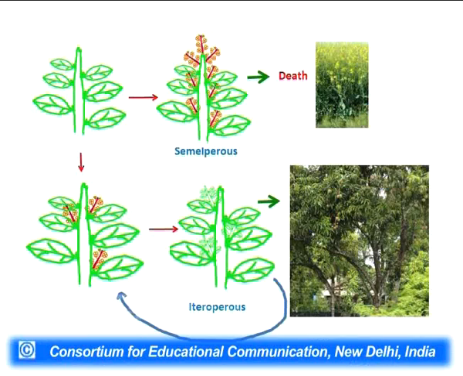This is the last slide for me to summarize here. What I would like to say is that a vegetative plant can undergo semelparity and die, and iteroparous plants will grow continuously and grow bigger and bigger.